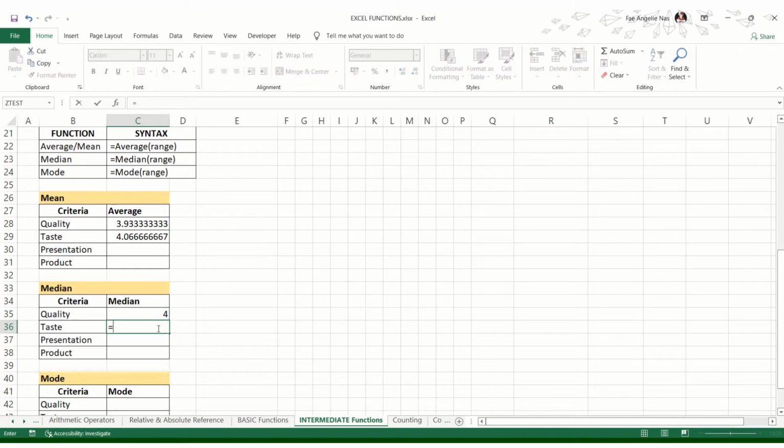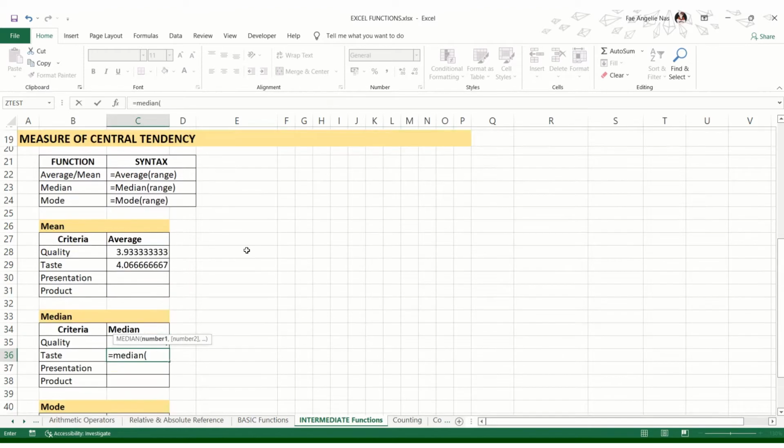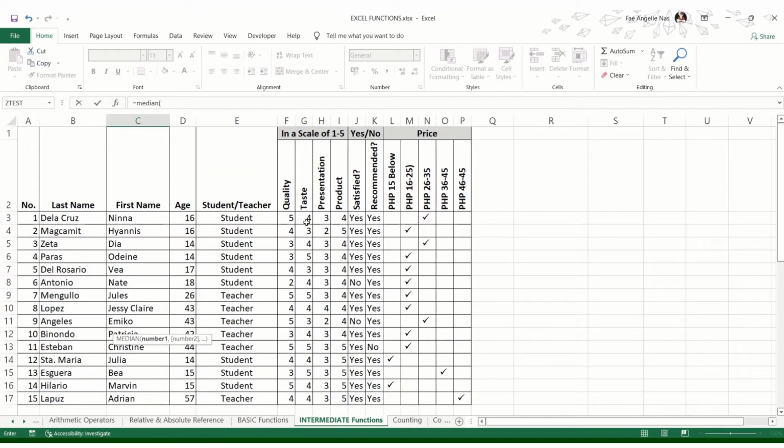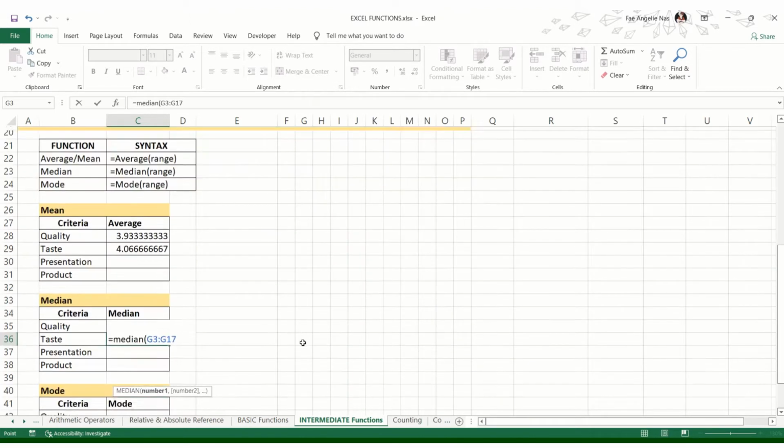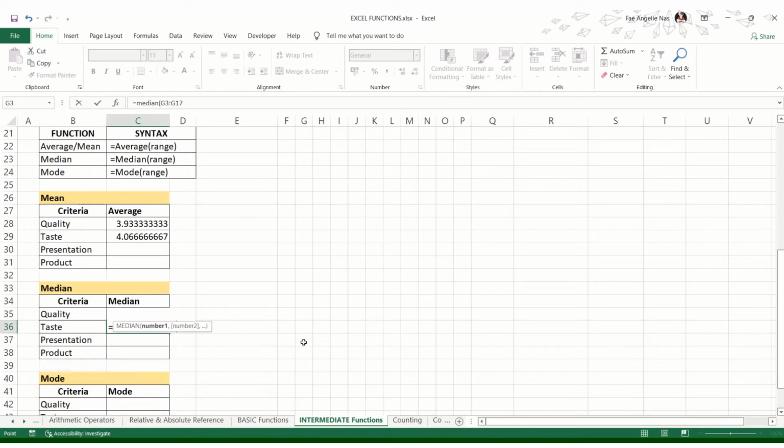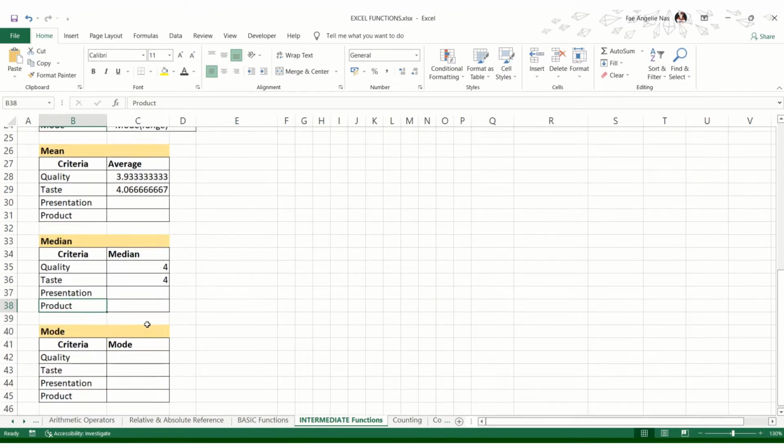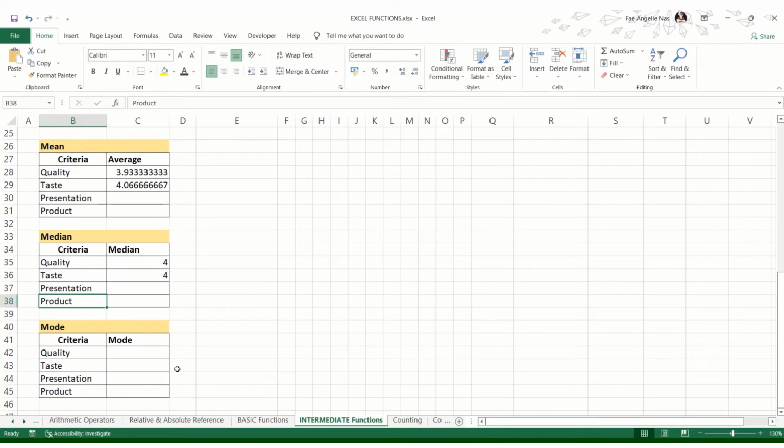So equal sign, and then median. Since this is for the taste, we select the range of cells corresponding to taste, and then close parenthesis and press enter. For presentation and product, use this as your practice problems.